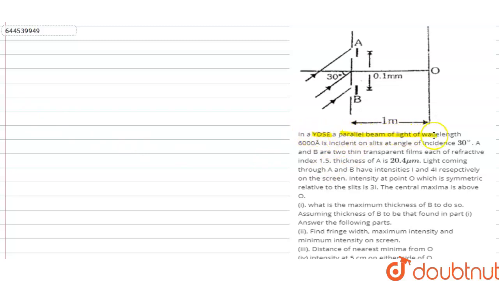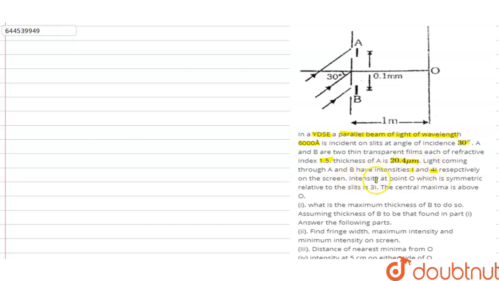So the question says, in a YDSE, that means Young's double slit experiment, there is a parallel beam of light of wavelength 6000 angstrom incident on slits at an angle of incidence 30 degrees. A and B are two thin transparent films, each of refractive index 1.5. Thickness of A is 20.4 micrometer.